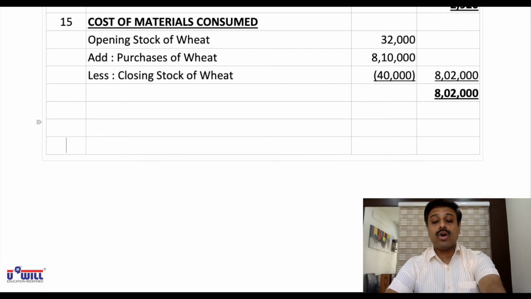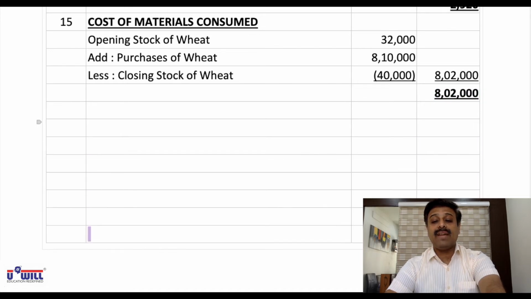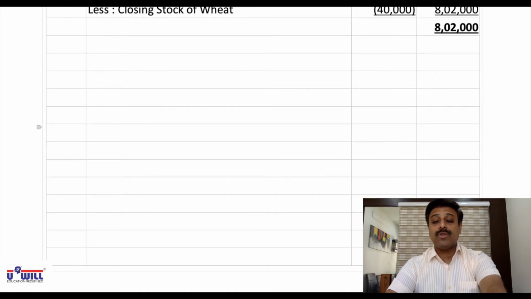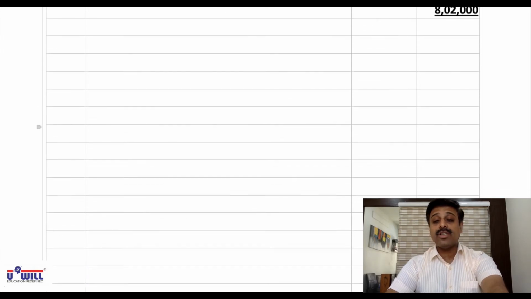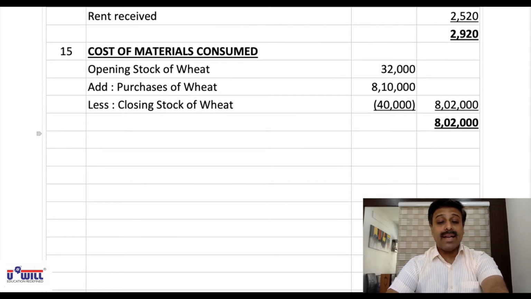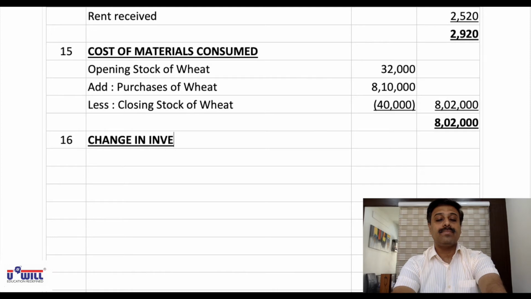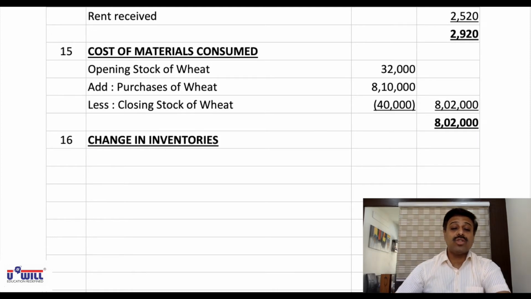Then after cost of raw materials consumed, we will have direct purchases, which we don't have. We have not purchased the flour directly. So direct purchases of finished goods we don't have over here. Directly next note what we will have is change in inventories. Direct purchases of finished goods are always recorded. There is no purchase of flour over here.